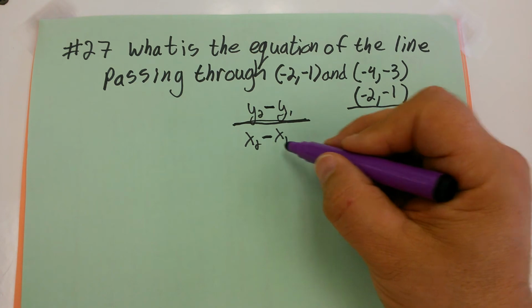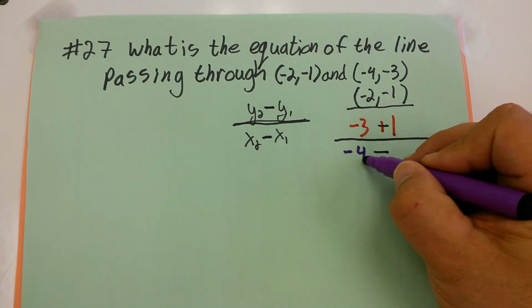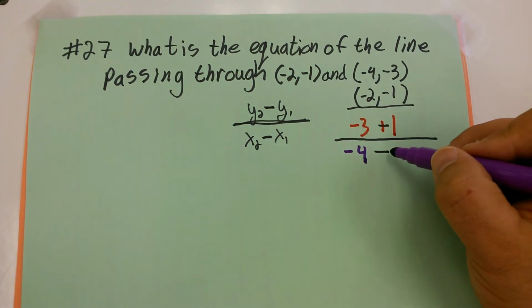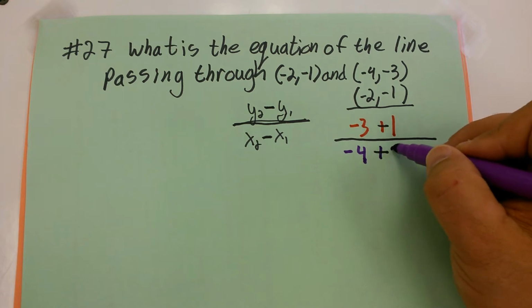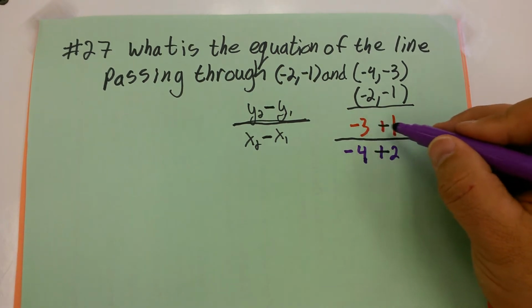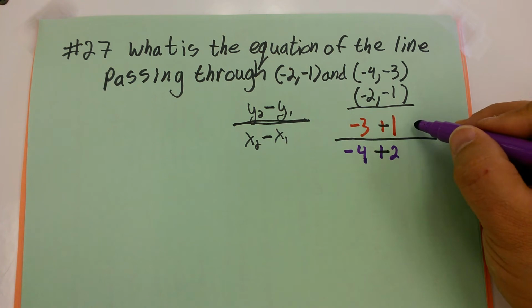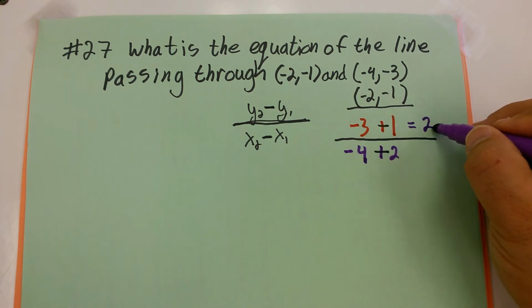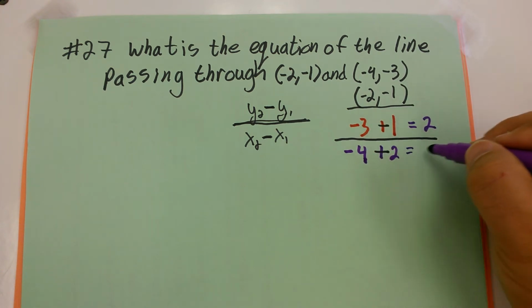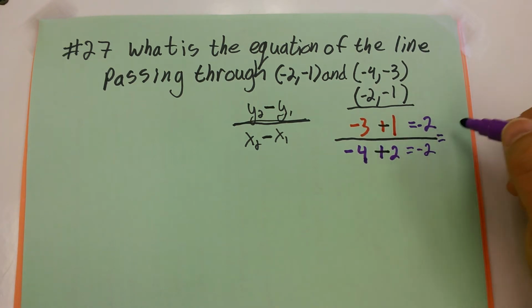-4 minus -2. Instead of putting minus, I'll just put a +2. This is going to simplify to -2 on top, and this is going to simplify to -2 on the bottom. So the slope is going to equal 1.